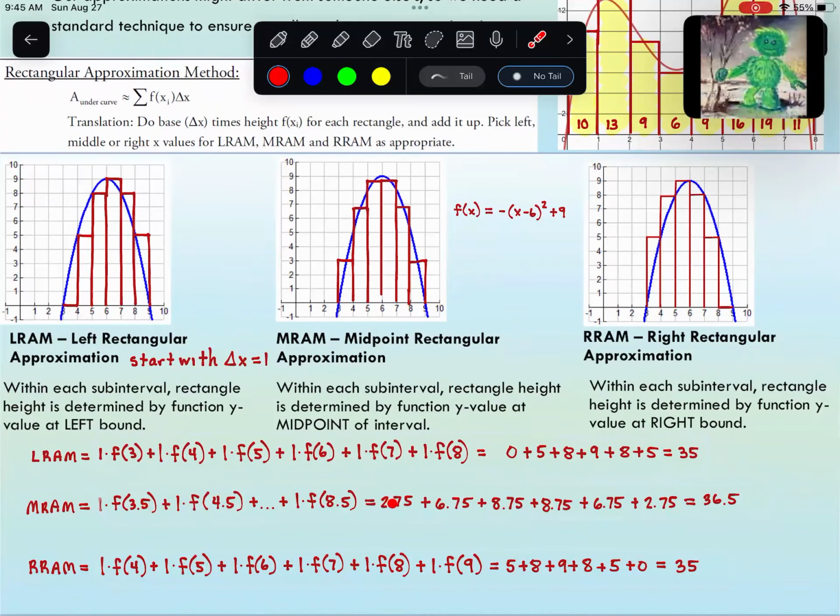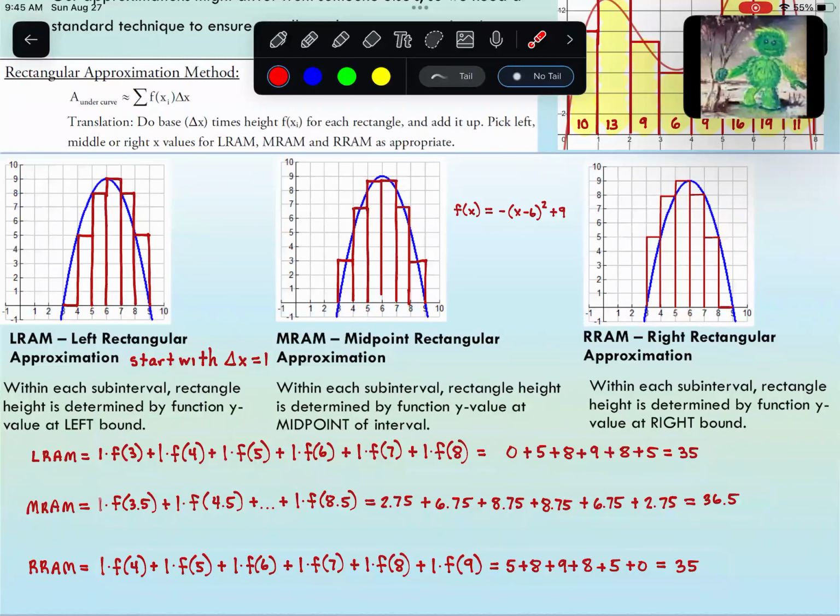I'm going to repeat that one more time just to be clear. We do not want to get in the habit of using a graph and our eyeballs to estimate these heights. We want to actually plug x values into the given function to get the appropriate height for each of these. And the MRAM in this case comes out to be a little bit different than the L and the R.